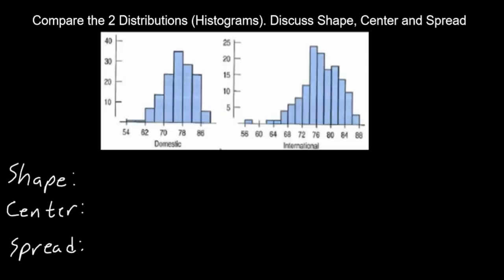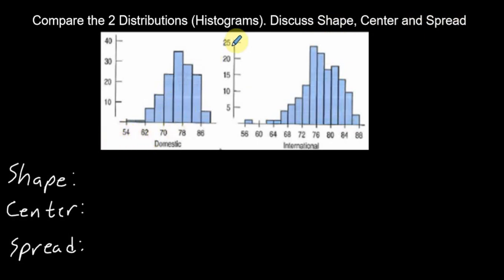Everyone, welcome to Chapter 4, Stories Quantitative Data Tell. In this chapter, we're going to be looking at comparing histograms and box plots to each other. We're going to be focusing on shape, center, and spread. When you compare two distributions, you want to talk about those three things.